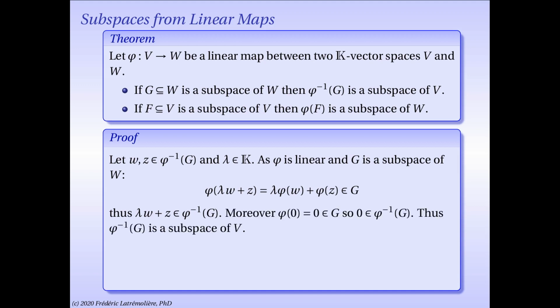Well, I need to make sure that this preimage is not empty, but that is more or less immediate because linear maps map 0 to 0. That is the first property we actually proved about linear maps. So in particular, phi of 0 is 0. 0 belongs to G since G is a subspace. Therefore, the 0 of V belongs to the preimage of G by phi. And so we have all we need to conclude that the preimage of G by phi is a subspace of V.